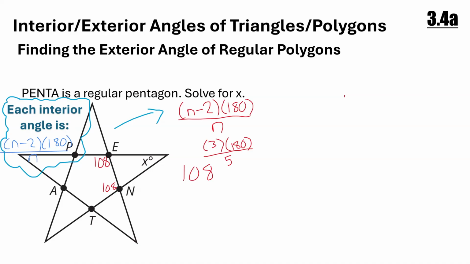The pentagon's interior angle forms a linear pair with an angle of the triangle. Because both angles are a linear pair, an equation can be used to represent the problem. Using the linear pair postulate, the equation will be 108 plus x equals 180, so x will equal 72 degrees.